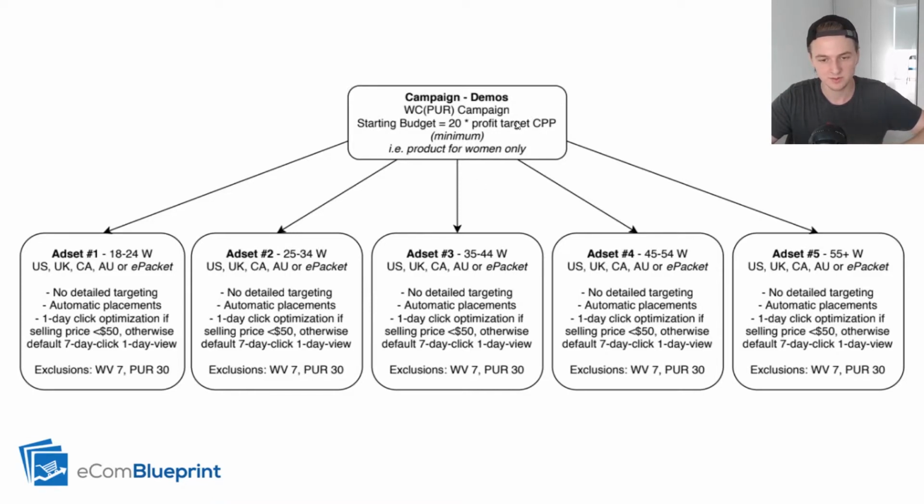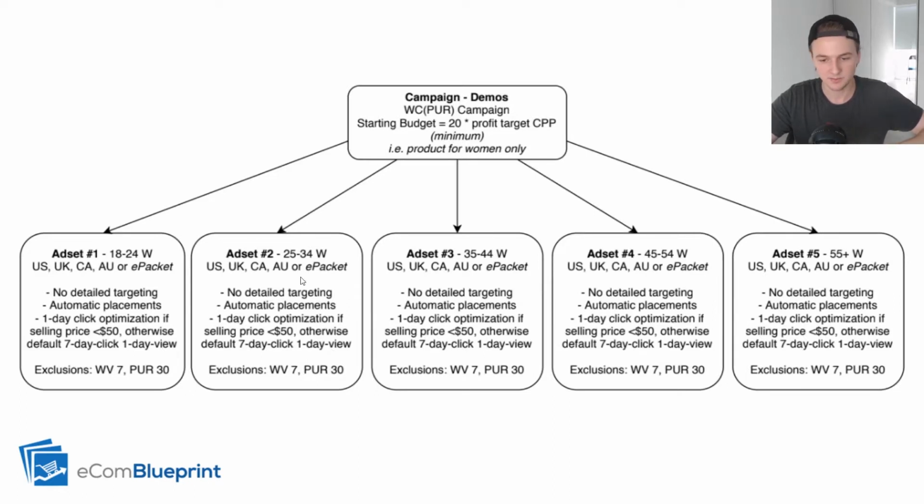So campaign demos, a website conversions purchase campaign, your starting budget 20 times the profit target cost per purchase. And then ad set number 1 would just be 18 to 24 women. And then these countries, US, UK, Canada, Australia, or ePacket, no detailed targeting, right? You don't have to select any lookalikes or interests, automatic placements, and then 1-day click optimization if selling price under 50, otherwise default 7-day click 1-day view. Then you want to exclude website visitors, purchasers in the last 7 days, and website visitors in the last 7 days, purchasers in the last 30 days, because you don't want to target these people with your cold traffic campaigns.